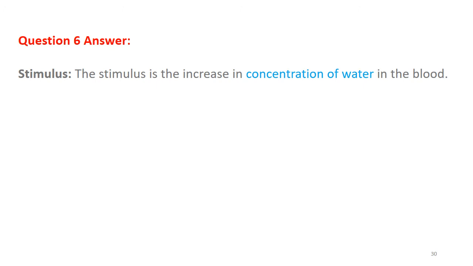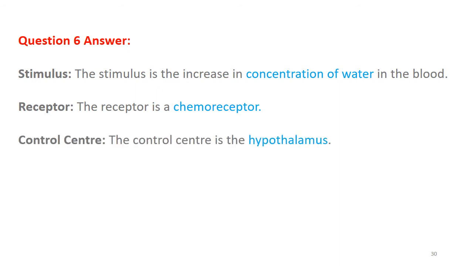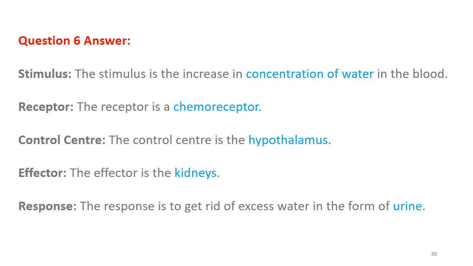Question 6 answer. Stimulus. The stimulus is the increase in concentration of water in the blood. The receptor is a chemoreceptor. Control centre. The control centre is the hypothalamus, which is part of your brain. Effector. The effector is the kidneys. Response. The response is to get rid of excess water in the form of urine.